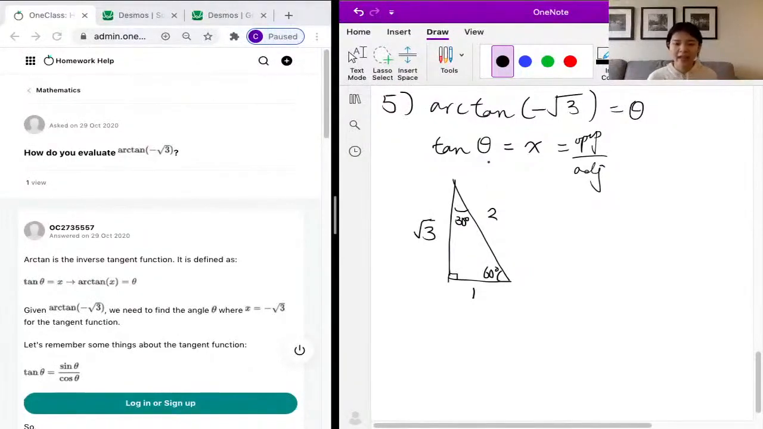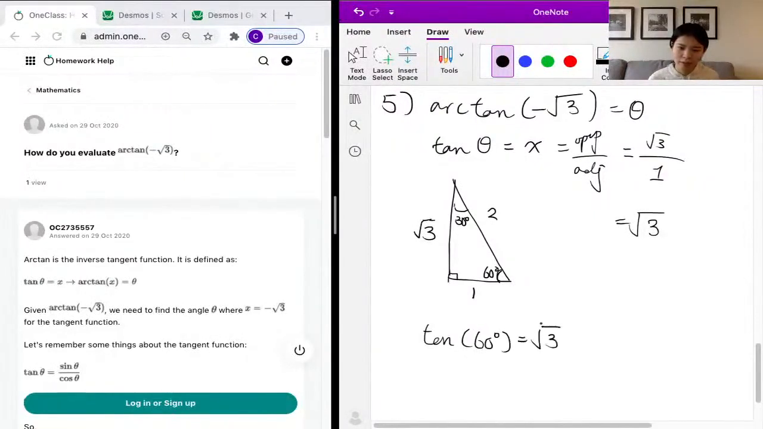The value of the tangent of an angle is equal to the opposite side to the angle over the adjacent side to the angle. So which angle's opposite side over adjacent side has something to do with root 3? It's the angle 60 degrees, because the opposite side to 60 degrees is root 3, and the adjacent side of 60 degrees is 1. So tan of the angle 60 degrees is equal to root 3.